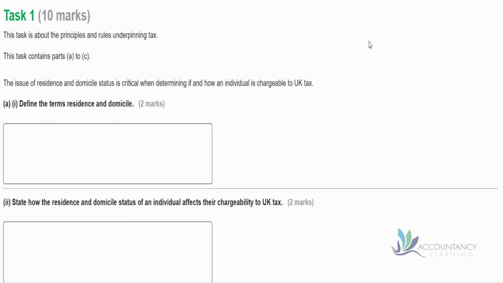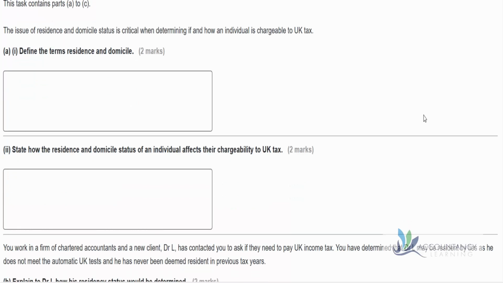In this video, we're going to provide a debrief of Task 1 of the second sample assessment for personal tax. So Task 1 is about the principles and rules that underpin tax. So we have a number of parts to Task 1. Let's have a look at the first one.